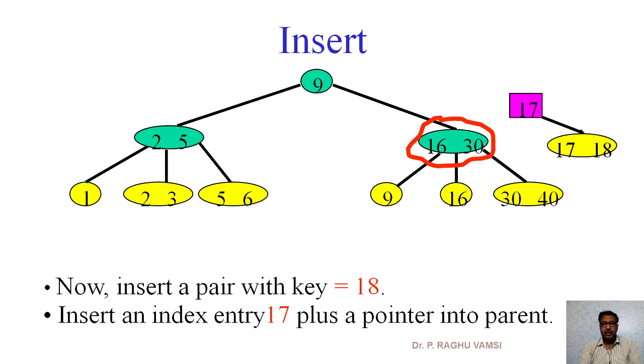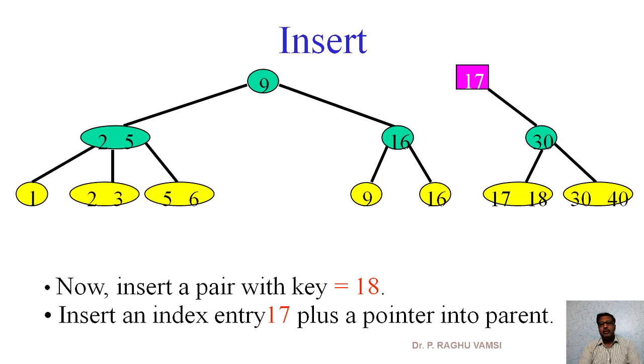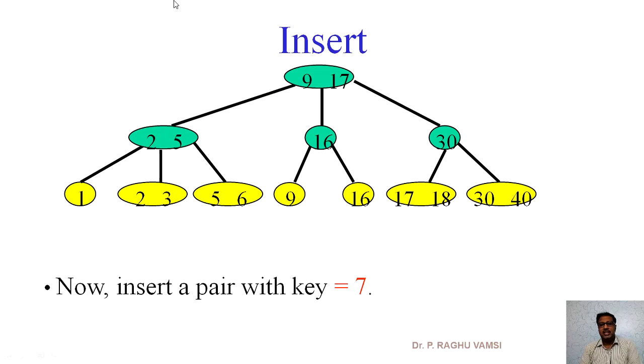Now 17 should be lifted up. Whenever the 17 is lifted up, it will be attached to the root. So when the 17 is attached to the root, the left split will become the middle of the 9 and 17, and 30 is the right split node, which will become the right child of the 17, and 30 is having 16 and 25 also.